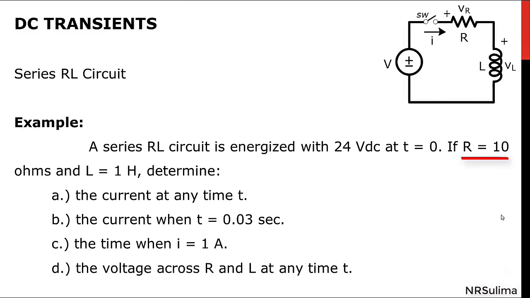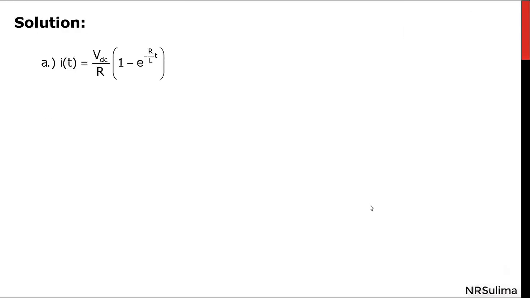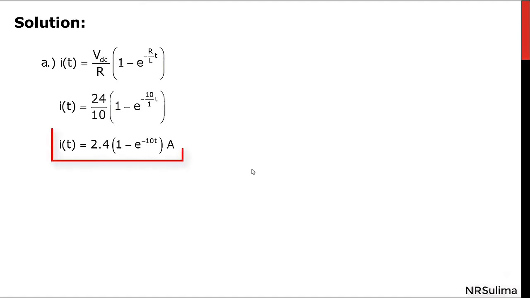Example: a series RL circuit is energized with 24 volts DC at time equal to 0. If R is equal to 10 ohms and L equals 1 henry, determine the following. For letter A, the current at any time t is given by the formula i(t) equals V over R times 1 minus exponential negative R over L t. Substituting the values, we have 24 volts over 10 times 1 minus exponential negative 10 ohms over 1 henry multiplied by time. Our final answer for letter A is 2.4 times the quantity 1 minus exponential negative 10t.